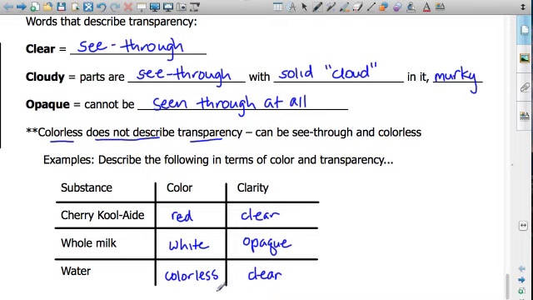So now you know the difference between clear and colorless. Make sure you use the words properly. And again, students often call something clear when they really mean it's colorless.